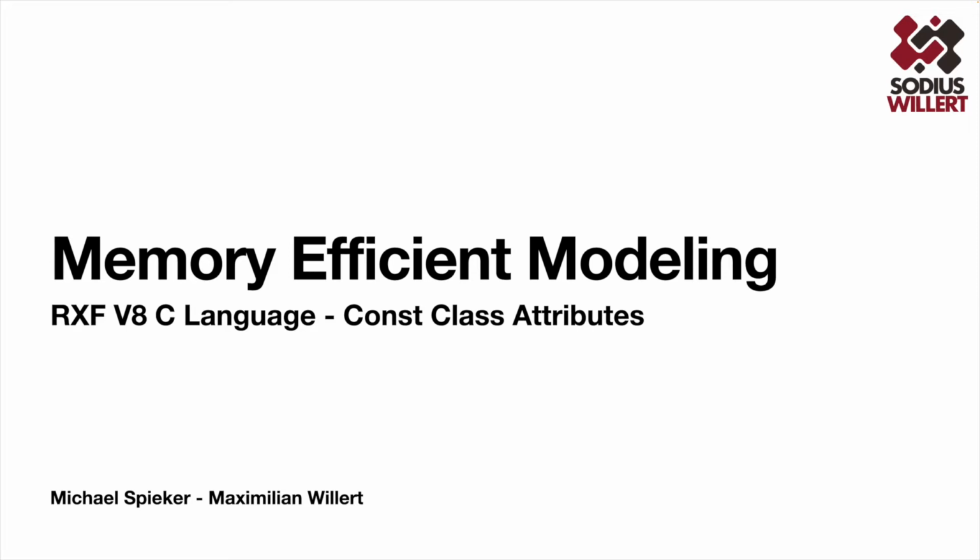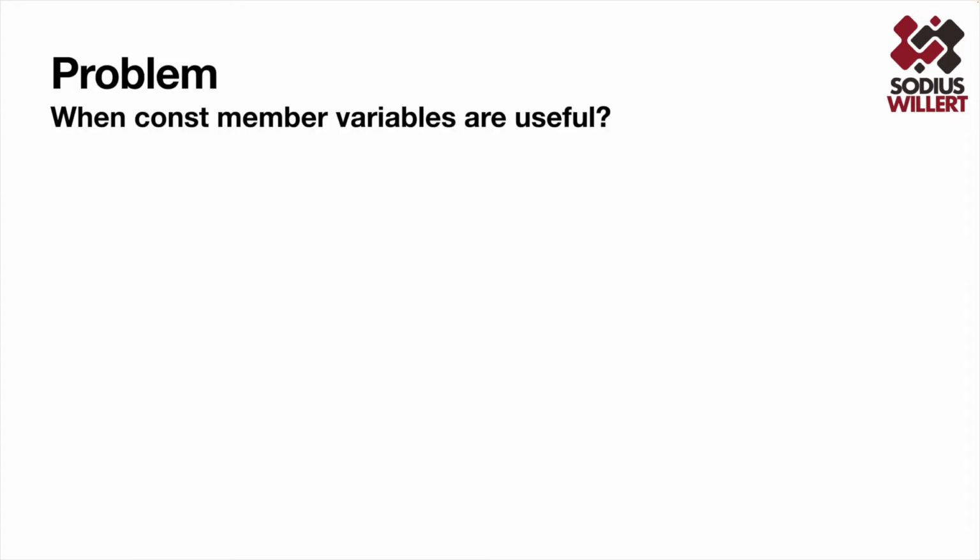In this video, we will show you how you can move class variables in your model from RAM memory into ROM as constant data and still initialize this constant data differently for each object. First, we would like to briefly explain when it makes sense to make data of a class constant.